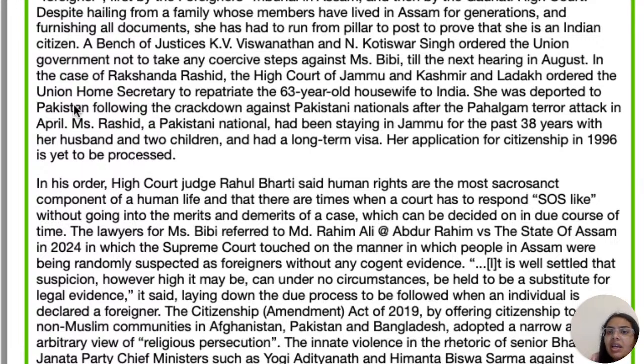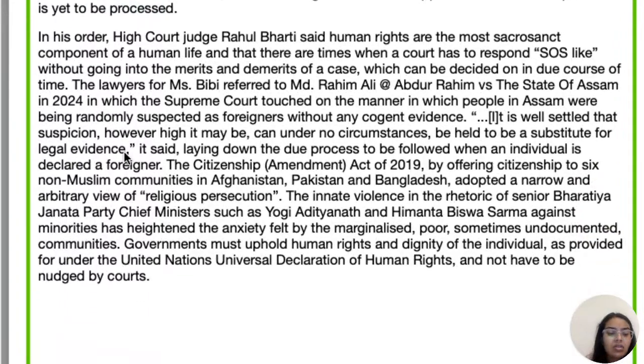उनको डिपोर्ट करा गया था because of this after the Pahalgam terror attack. Miss Rashid, a Pakistani national, had been staying in Jammu for the past 38 years. So Pakistani national, she has been staying there, her husband and 2 children, and had a long-term visa. Her application of citizenship in 96 is yet to be processed. 96 का भी तो process नहीं हुआ. Now these are the cases going on. 2 cases तो बता रही है.